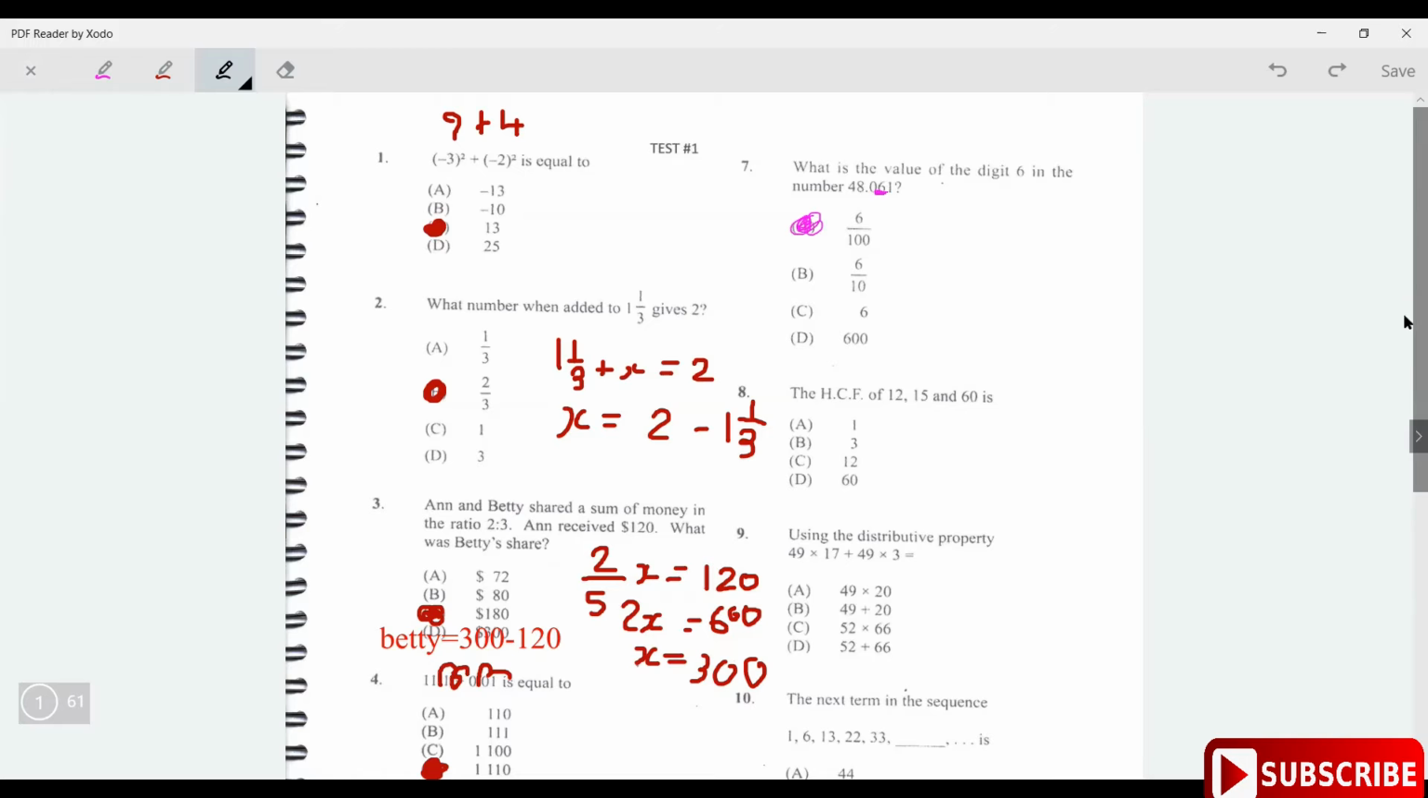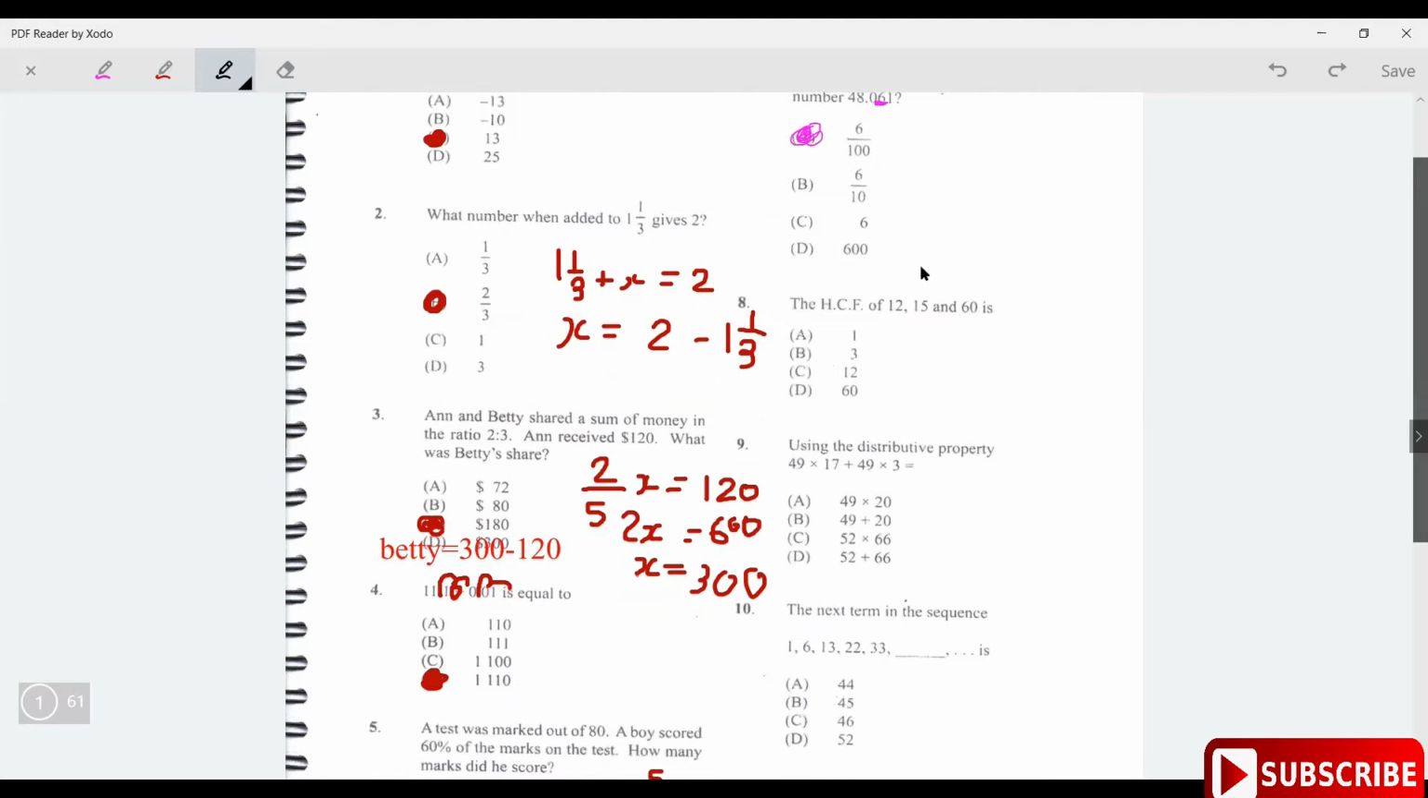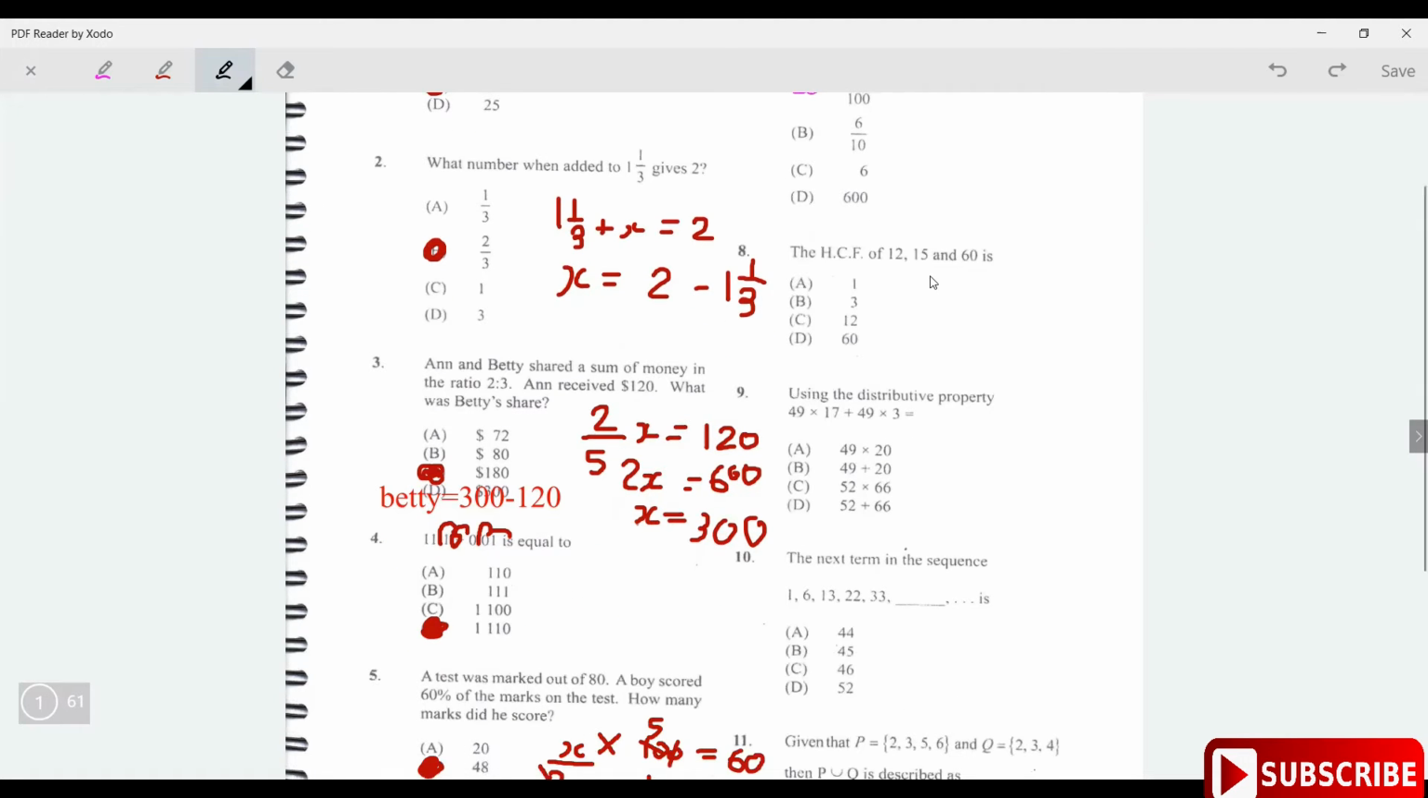All right. Question 8. Question 8 says the highest common factor of 12, 15, and 60 is. Highest common factor means what is a factor of 12, a factor of 15, and a factor of 60 all in common, the highest common factor. No, it has to be 3, because look at this. 60 is not a common factor of all of these. 12 is not a factor of these, and so the only one that's a factor of all of them is 3. That's the highest common factor. Nice and easy. Soft.